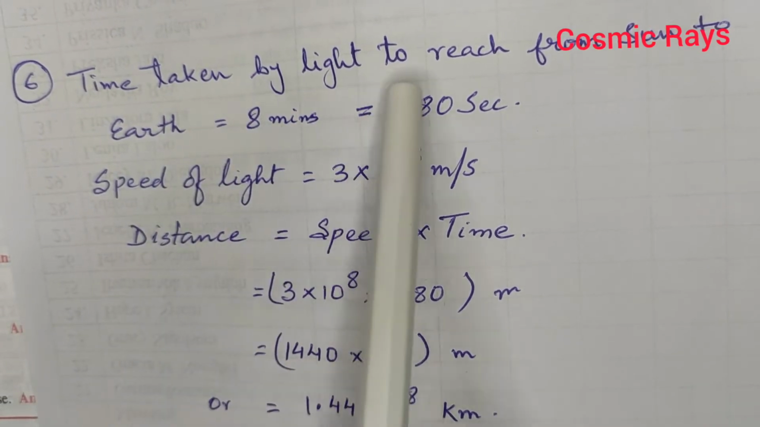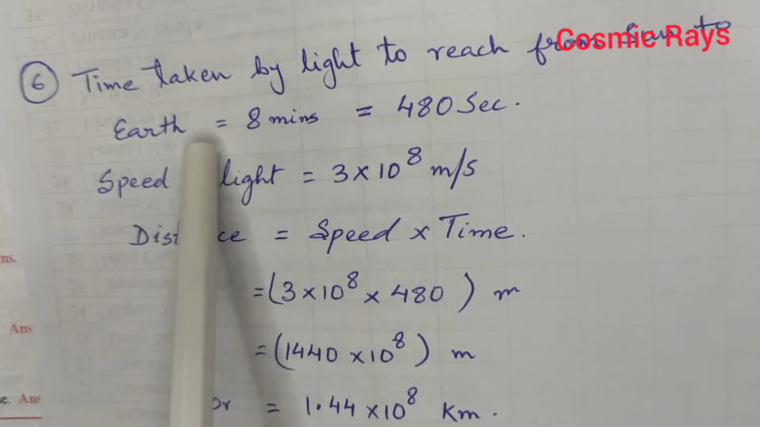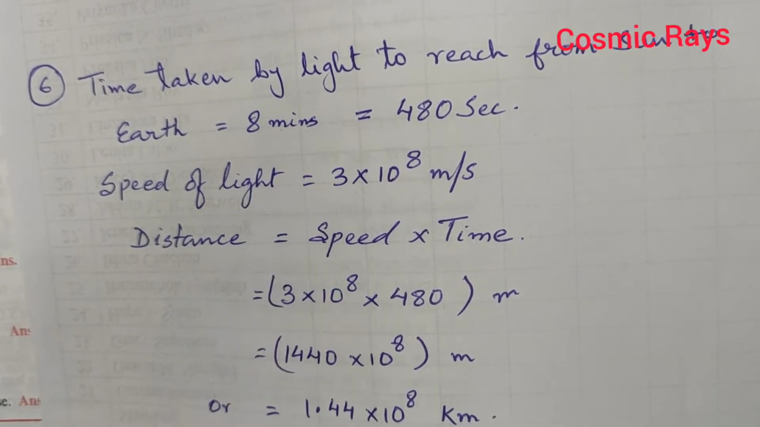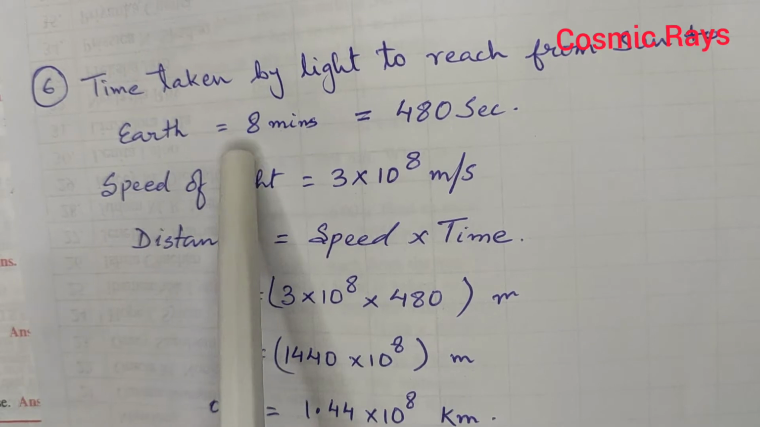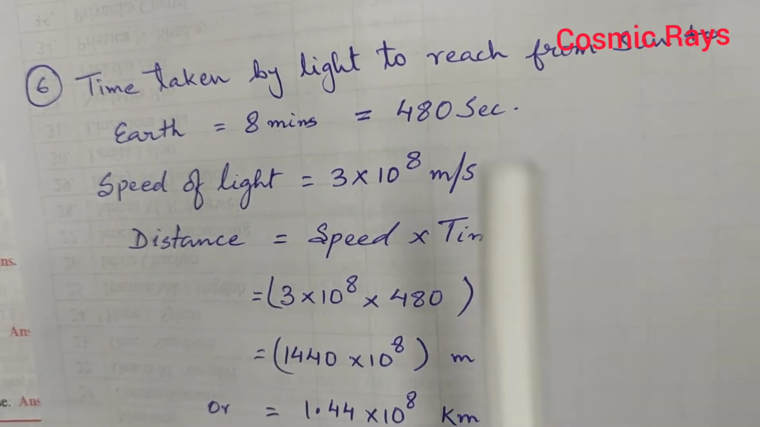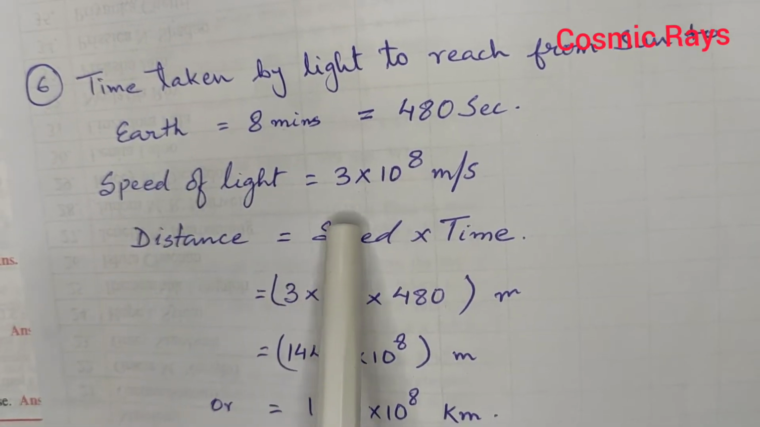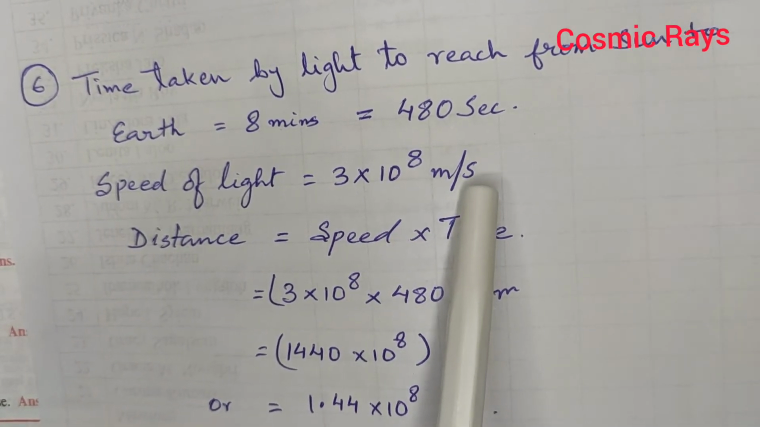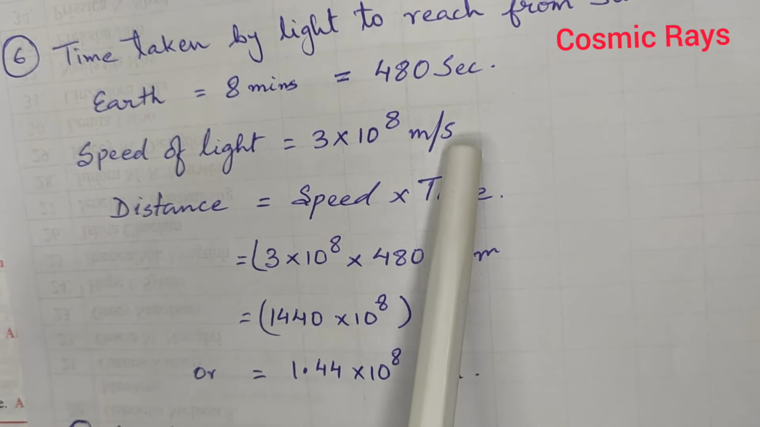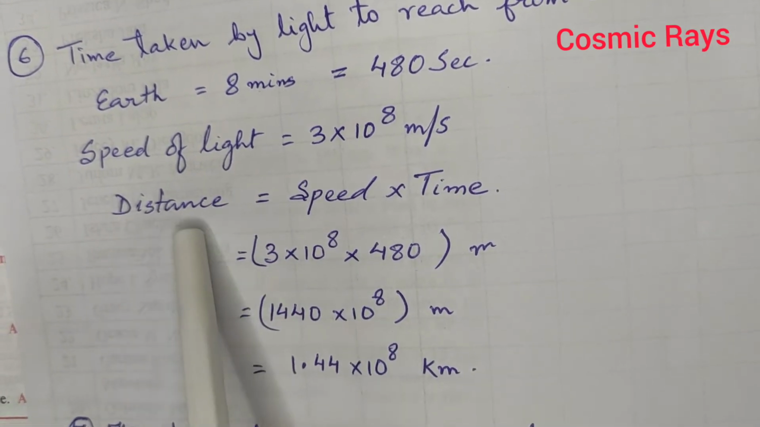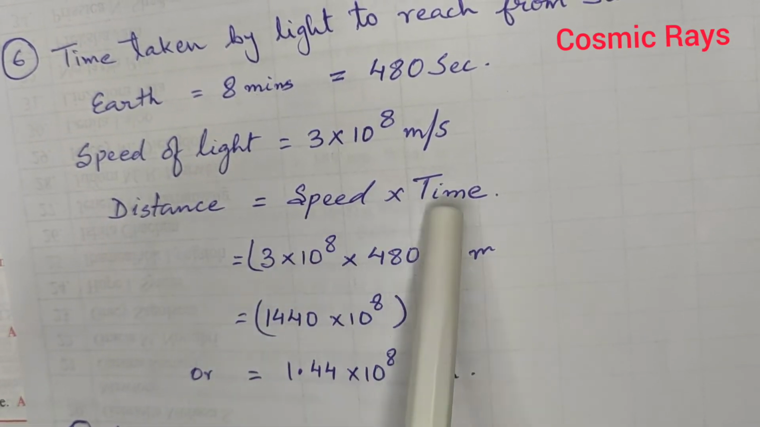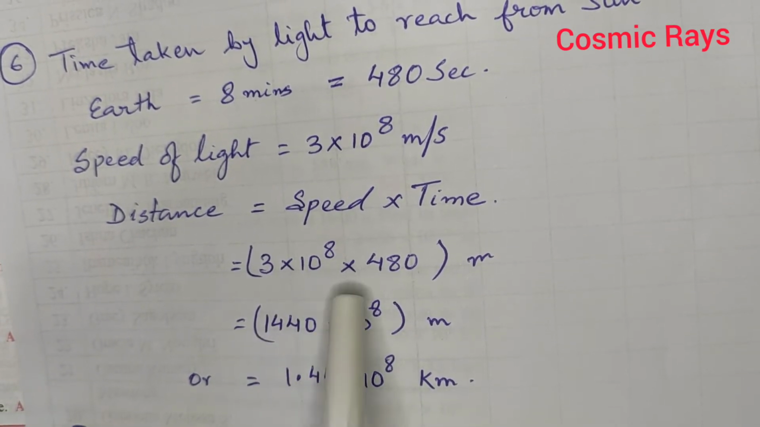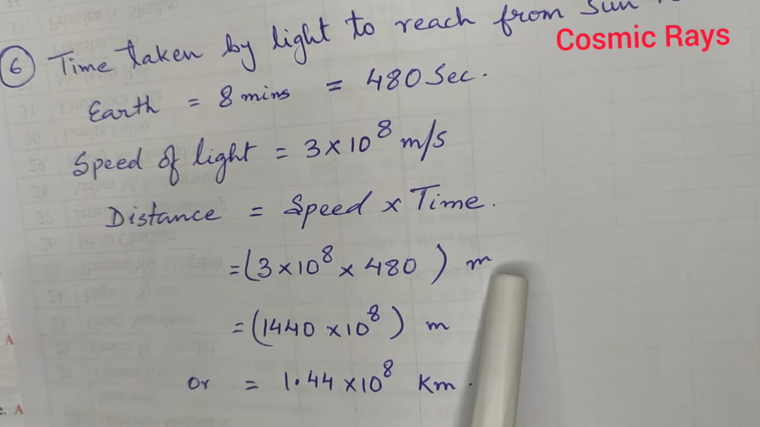Time taken by light to reach from sun to earth is 8 minutes. Convert it into seconds, because the SI unit of time is seconds. So 8 into 60 is 480 seconds. Now speed of the light is given to us as 3 into 10 raised to the power 8 meter per second. Now using these two, we use the formula distance is equal to speed into time. So speed is 3 into 10 raised to the power 8 multiplied by 480 meter.